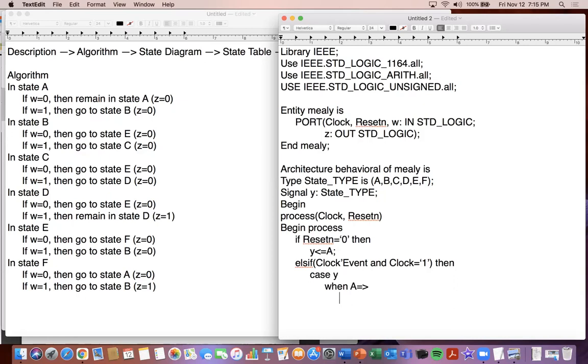Oh wait, I need an if statement in here. That won't work. So if w is equal to 0, then y is going to be equal to A. Else, if I think you forgot is after case y. Is y, let me check. Yes, you're correct. Good job. Nice eye. Okay. Here, else if w is 1, then we're going to go to state B.